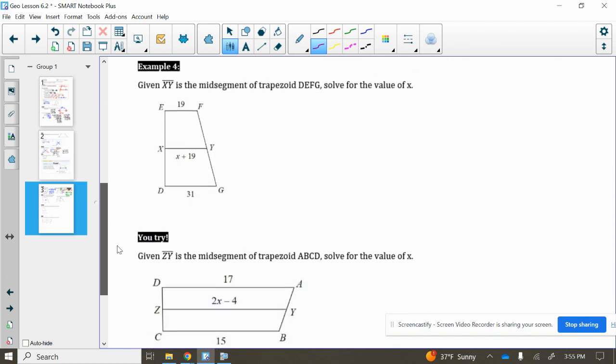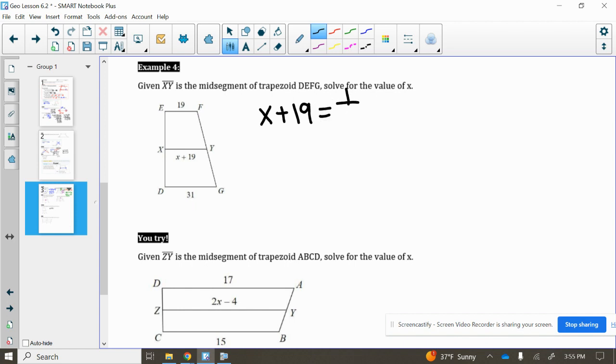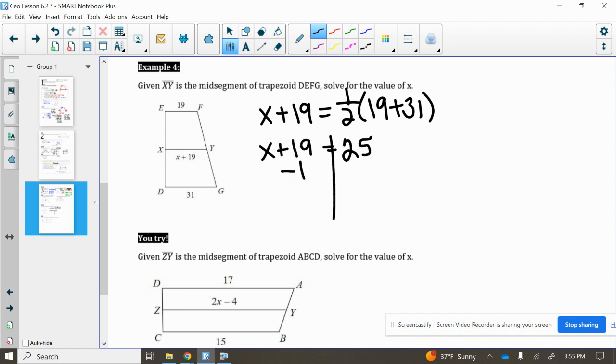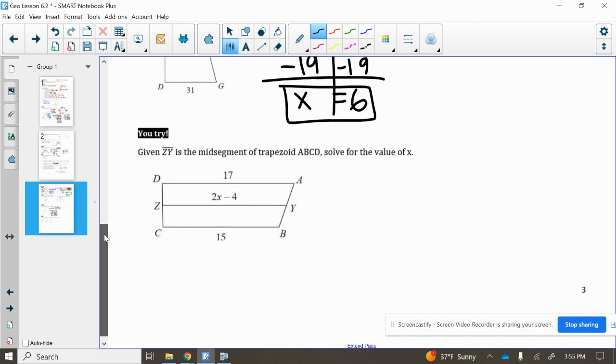All right, our last type of examples are going to be involving taking some algebra to solve for x using that value of the mid-segment. So again, we can take the mid-segment, in this case, that's x plus 19, and we know that that equals 1/2 of 19 plus 31. Well, 19 plus 31 is 50. Half of 50 is 25. And then to get x by itself, we end up subtracting the 19 over, and we end up getting x to equal 6. So again, there is one last example for you to try.